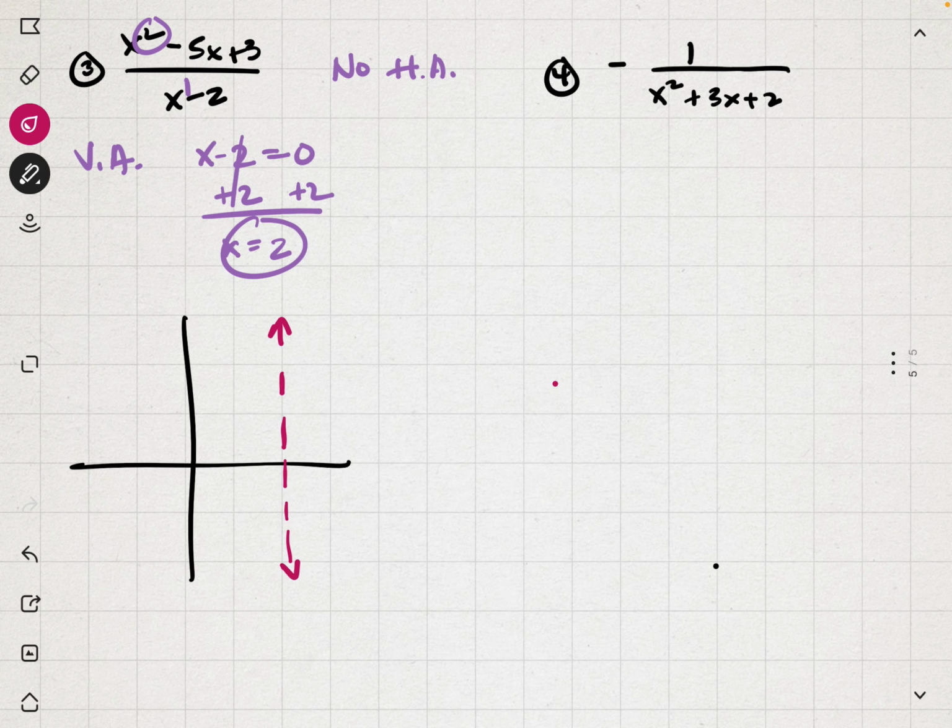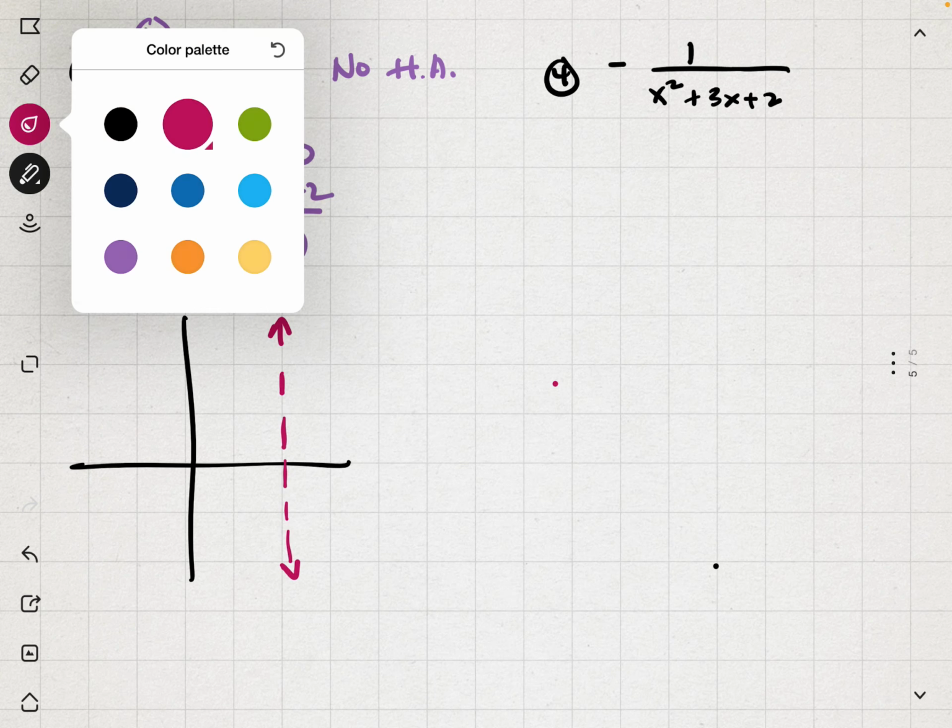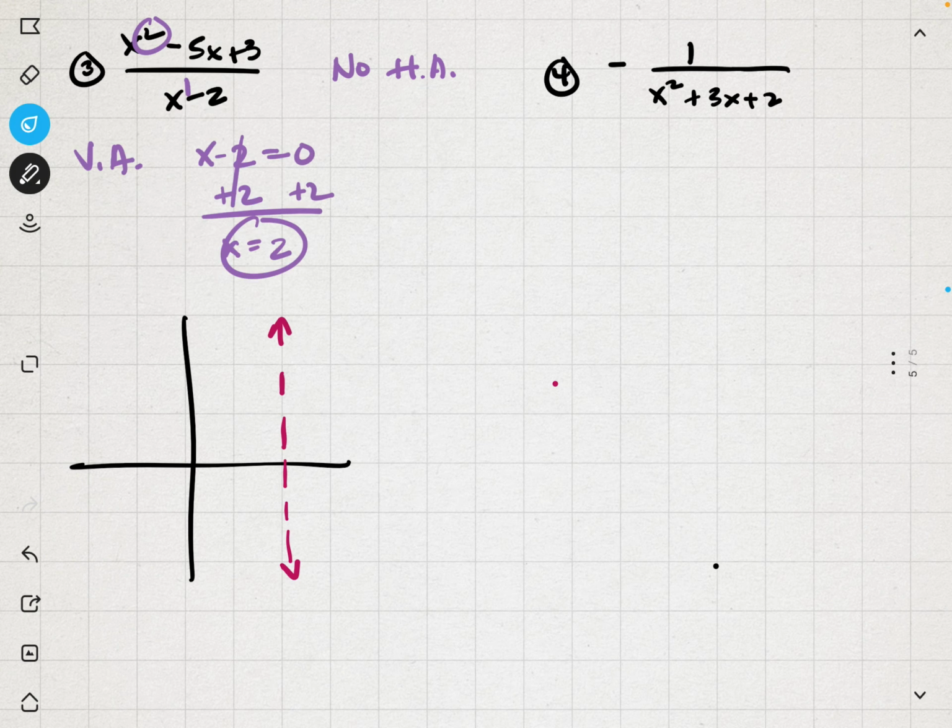Okay, and then on to the last one. So this one's a little bit trickier because we have to factor the bottom to find the vertical asymptotes, and we're going to have 2 of them. So x squared plus 3x plus 2 equals 0. So it's a quadratic, right? So in order to solve, we have to factor. There's no coefficient in front of the x squared, so we have just x and x. And we're looking at what multiplies to get 2 and adds to get 3. That would be 1 and 2.